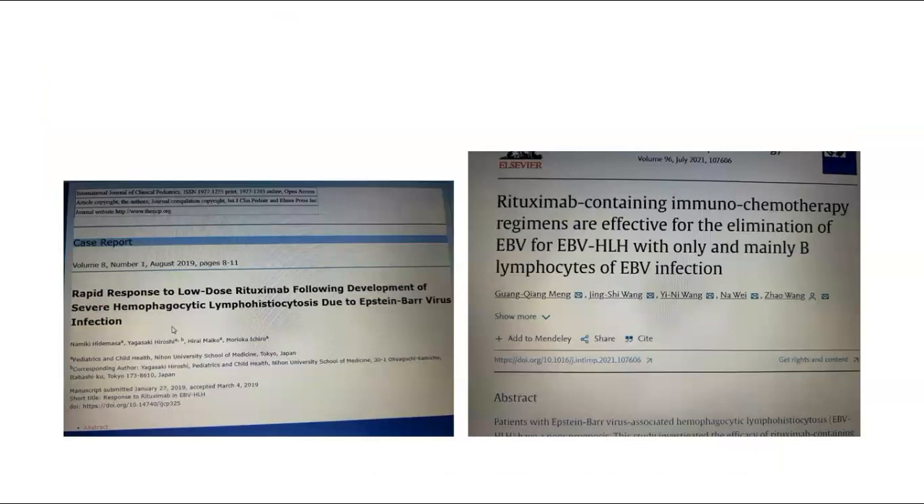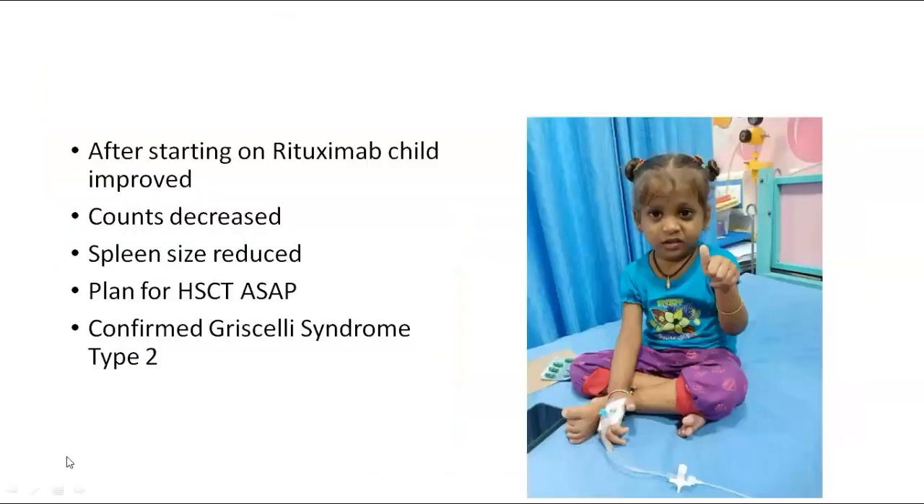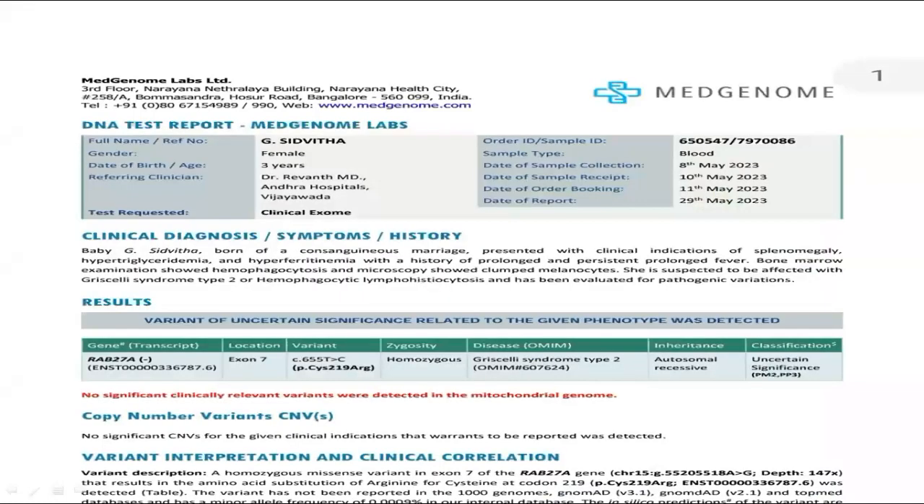These are a few other studies showing the role of rituximab in EBV HLH. So this is the child after almost 4 weeks of rituximab therapy. After starting rituximab, the child improved, counts decreased, spleen size also reduced, and genomic sequencing confirmed Griscelli syndrome type 2. So we are planning for hematopoietic stem cell transplantation as early as possible. We can compare how she looks initially and how she looks now. This is the genomic sequencing report confirming Griscelli syndrome type 2.